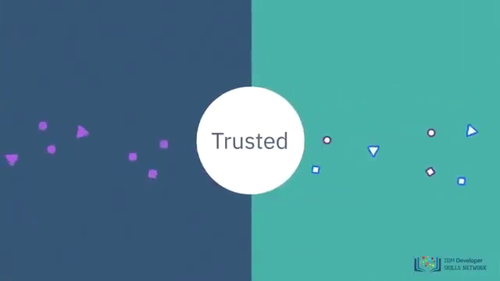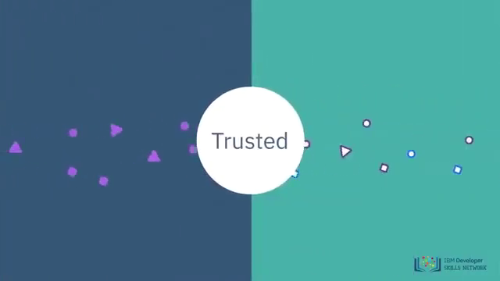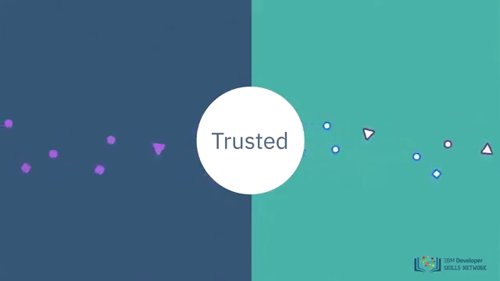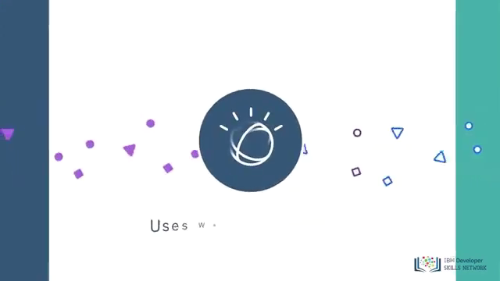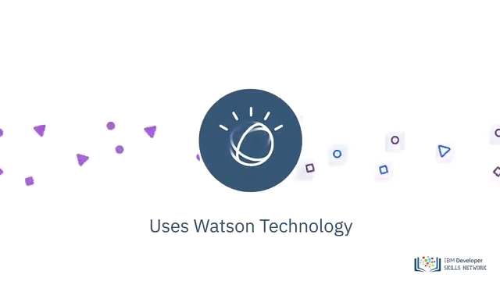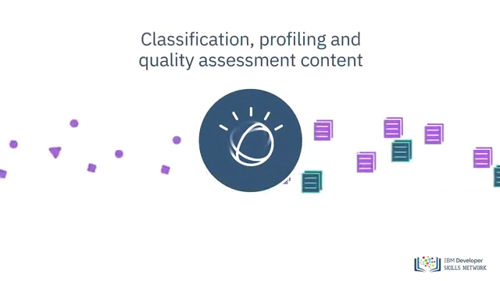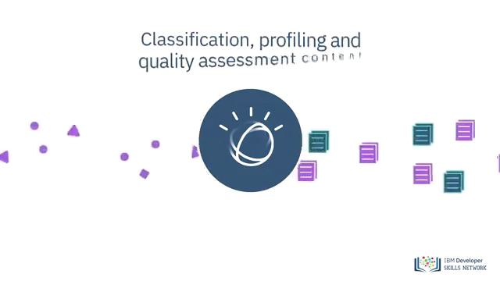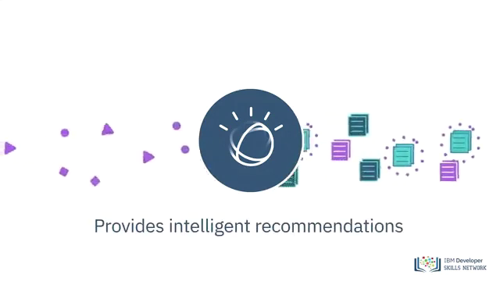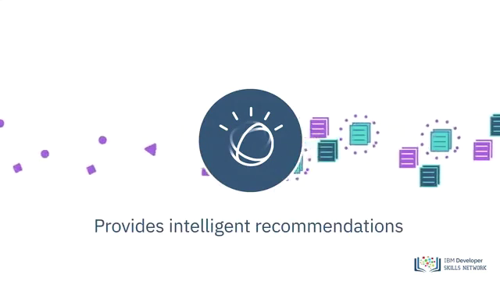And because understanding and trusting your information is essential to delivering quality AI and analytical results with confidence, Watson Knowledge Catalog uses the power of Watson technology to enrich its metadata index of information with classification, profiling, and quality assessment content, and provides intelligent recommendations on the most relevant data assets that meet your needs.